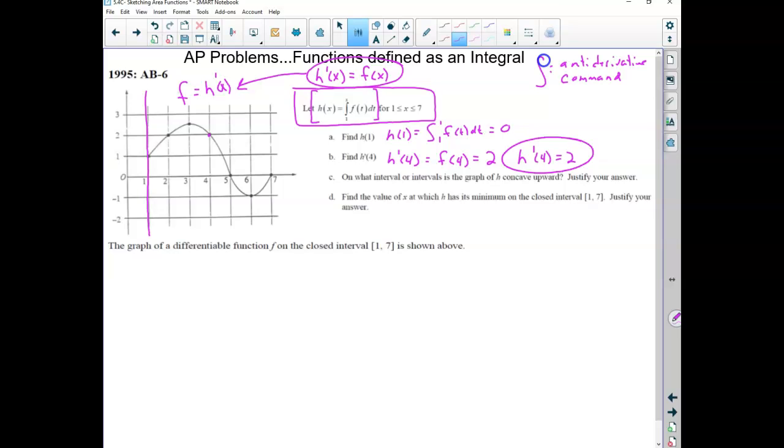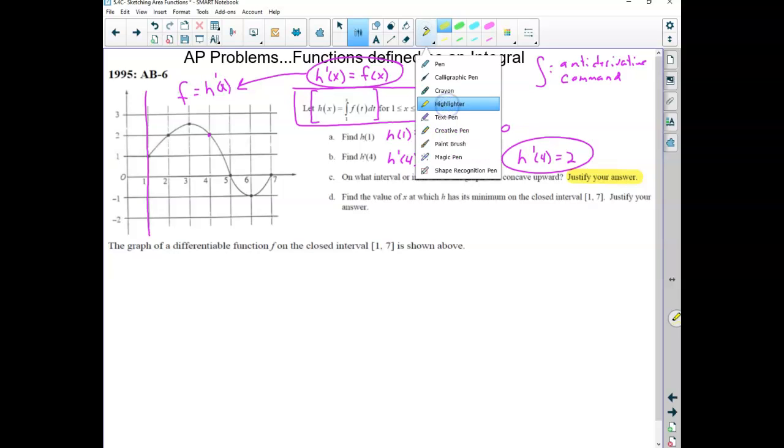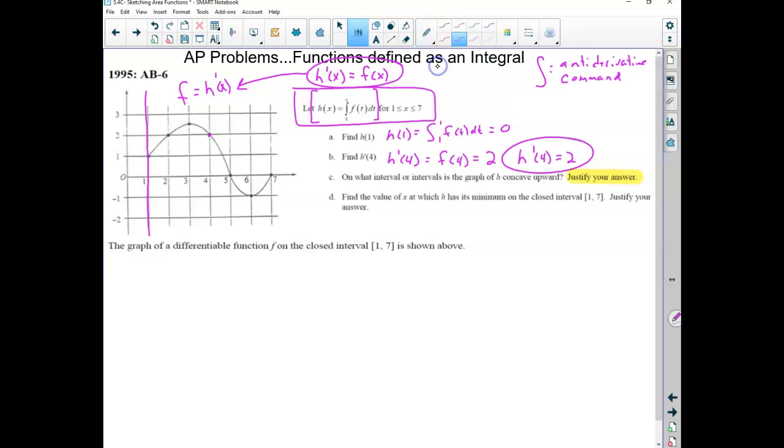Part C. On what interval or intervals is the graph of h concave upward? Justify your answer. Well, don't think of that as your nemesis. Think of that as your friend right there, okay? Because it's really important. I got to really break these things down a lot. Justify your answer.